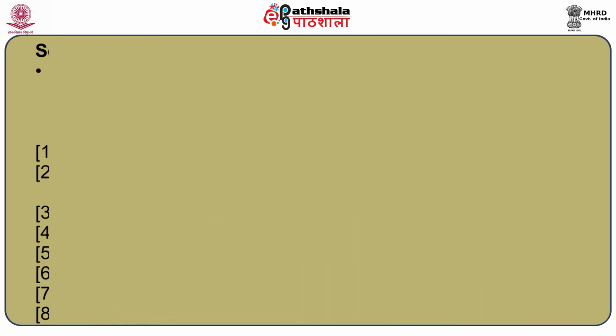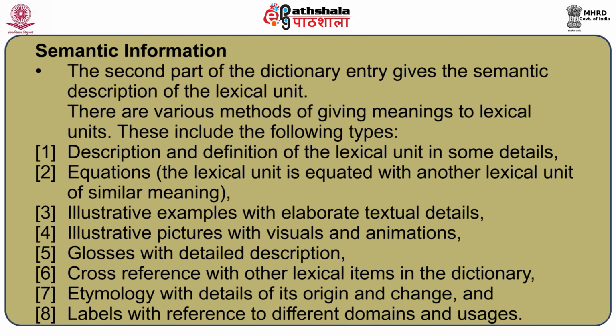The simpler the grammar of the language, the lesser the grammatical information needed. Semantic information. The second part of the dictionary entry gives the semantic description of the lexical unit. The different components of meaning which together constitute the semantic structure of a word have been described earlier. There are various methods of giving meanings to lexical units.